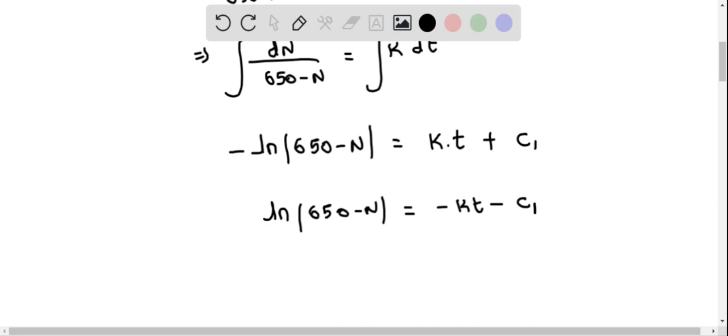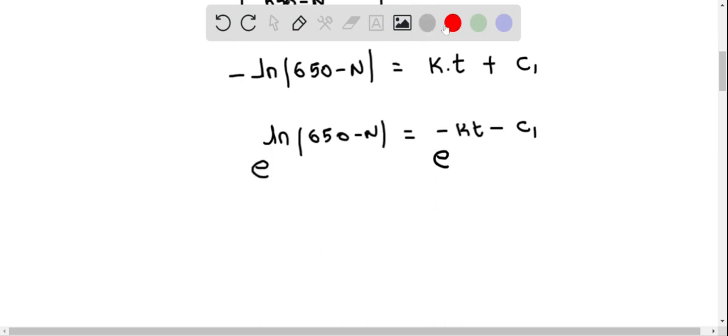Now we raise both sides to the exponent e. So this side we raise to the e, and this side also we raise e to this exponent. e and natural logarithm are inverse to each other, so they cancel out. On the left side we have 650 minus n, and this equals, on the right side, e raised to the power of negative kt minus c1.